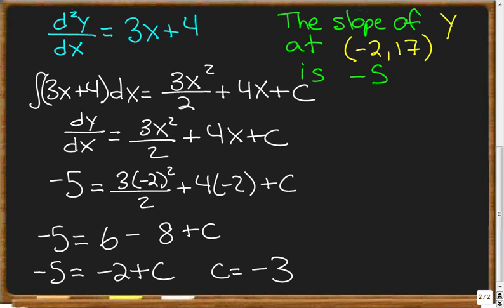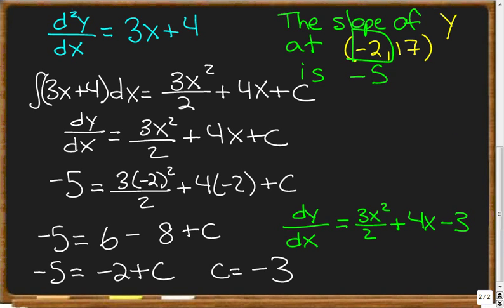So we have found here that our derivative dy/dx is going to equal 3x squared over 2 plus 4x plus a -3, so we're going to just say -3. So this is our derivative function. We're certain about that because we know at -2 we have a slope of -5. And because of that, we were able to plug this information in here to find what our c is. Now I'm going to move down to the next slide. So dy/dx is 3x squared over 2 plus 4x minus 3.